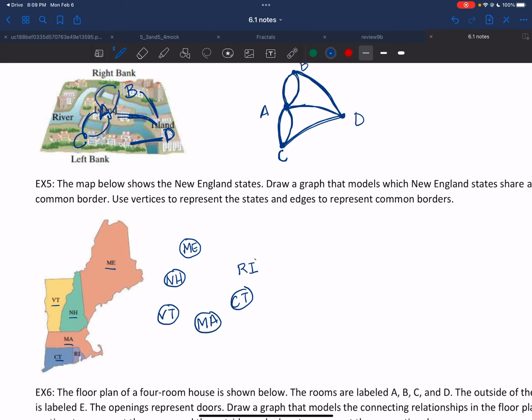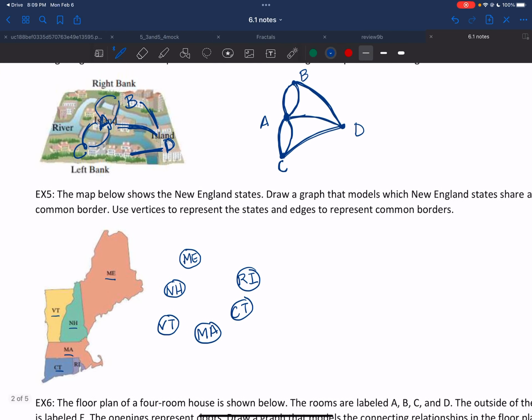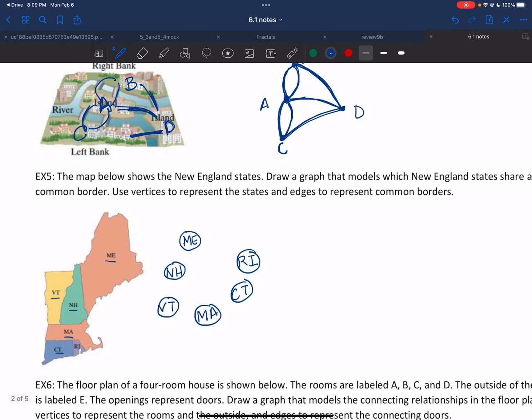Okay, so let's take a look at what's happening with Maine. Maine touches only New Hampshire. There's a little bit of a space there, so it doesn't touch that. So Maine is connected to New Hampshire only. So Maine and New Hampshire are going to be connected with an edge. Once I get to New Hampshire, it's connected to several.